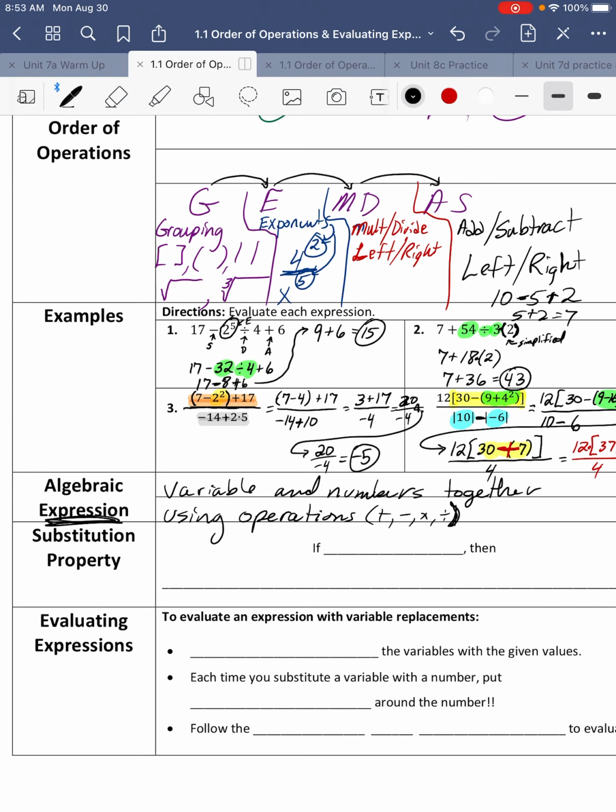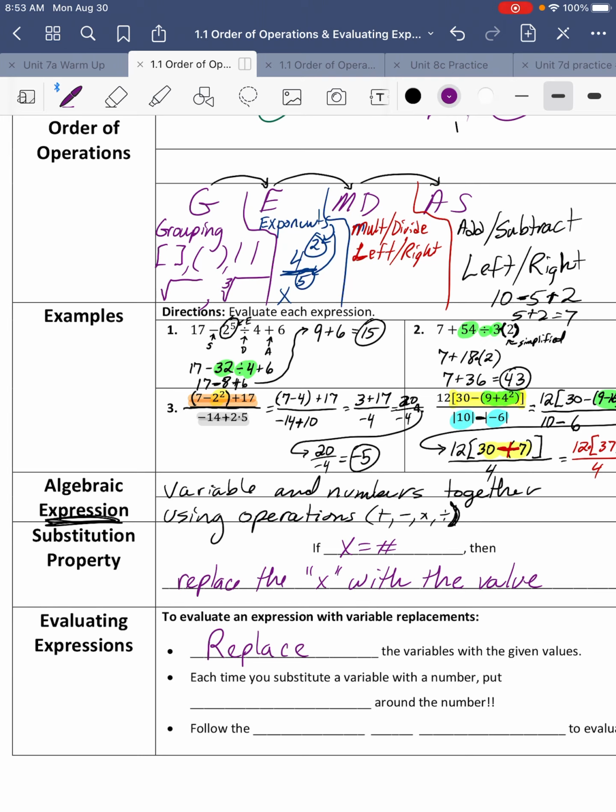So we're going to use the substitution property now. So for our substitution property, if x equals a number, then we're going to replace the variable, in this case it would be x, with whatever the number is, the value. So you're going to plug it in. So we have now evaluating expressions. To evaluate the expression with the variable replacements, we're going to replace the variables with the given values.